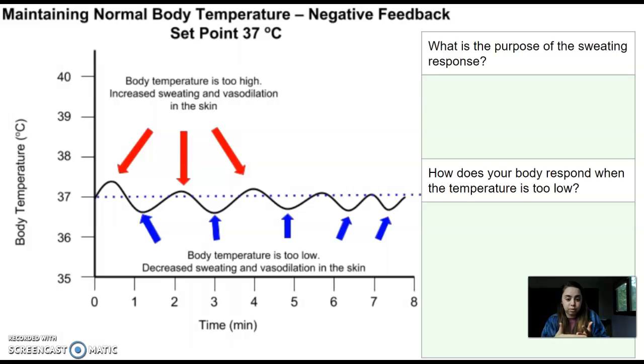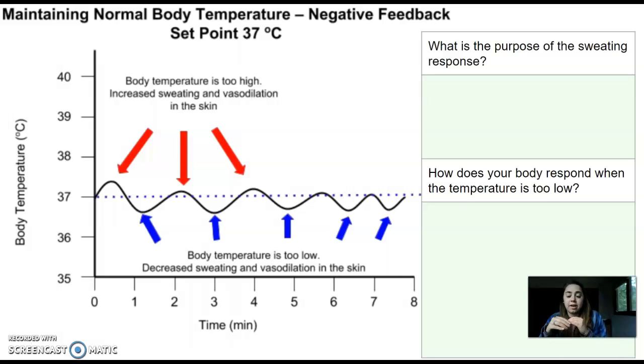Evaporation is also going to cool it down. So when I sweat and I have liquid on the skin, when it evaporates, it's going to cool down. So when I go above, that's what's going to happen to try to bring it back down to the blue 37. Now my blue arrows that are pointing up are showing me my body temperature is too low.